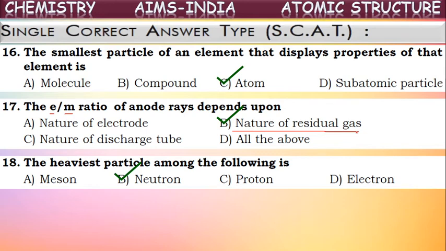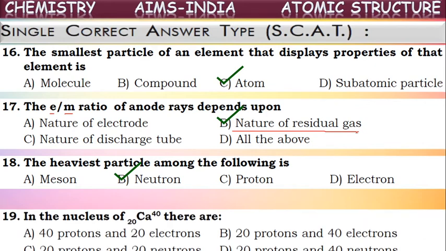But in calculation, generally we take the mass of proton and neutron as equal, 1 AMU. But to say accurately, the neutron's mass is somewhat greater. So the heaviest particle in the atom is the neutron.